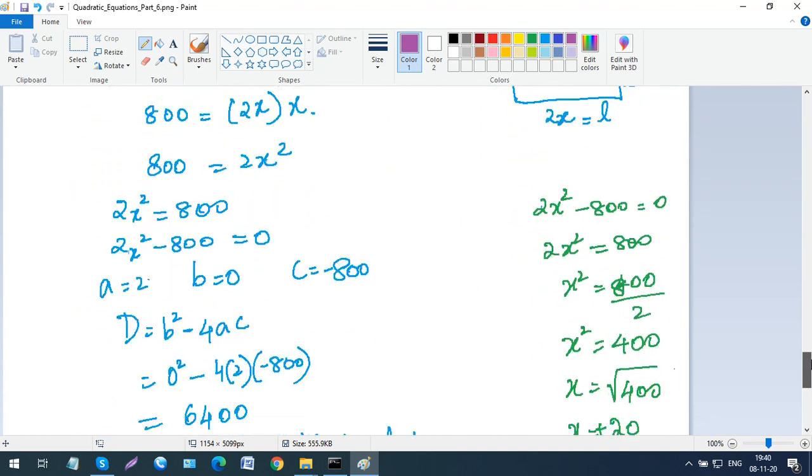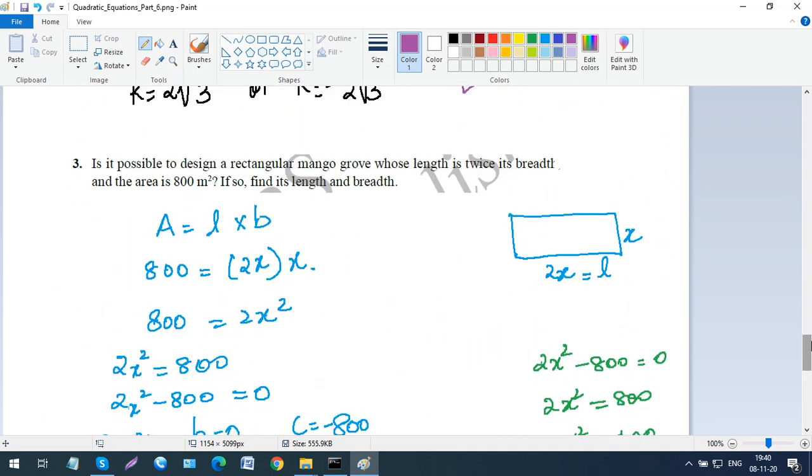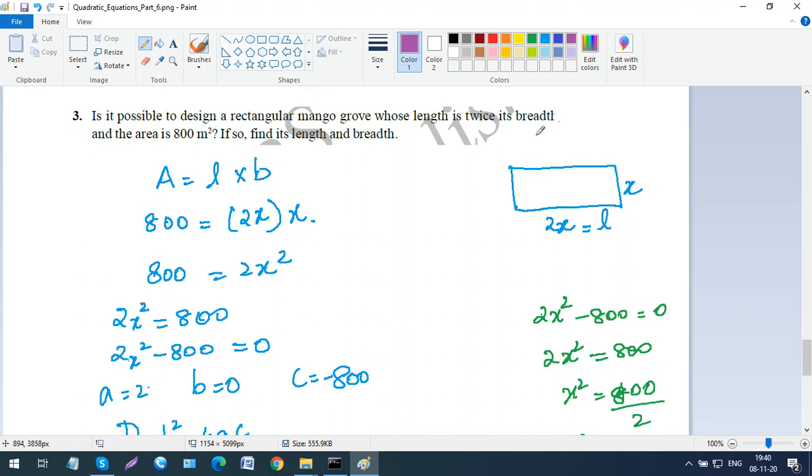So I have done one word problem for you. So look at this. Is it possible to design a rectangular mango grove whose length is twice its breadth and the area is 800 meters square? If so, find the length and breadth. So first we should figure out if it is possible to design this kind of a mango grove with this particular length. So they are saying length is twice the breadth.